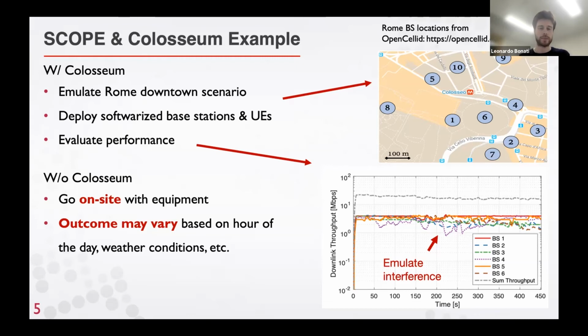So all of this is to say that Colosseum allows you to repeat experiments in a reliable way in a controlled environment, keeping the effects of the wireless channel that you really want to capture, like the external interference in this example.